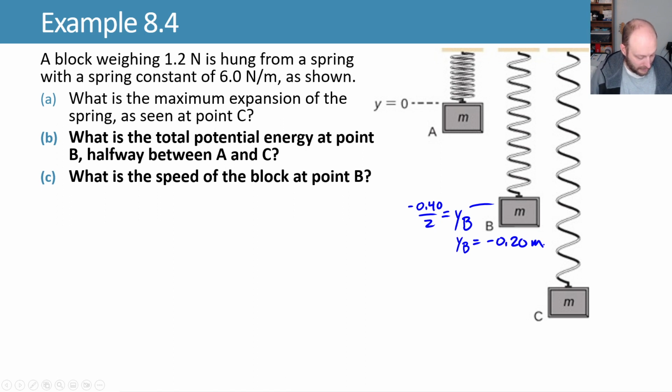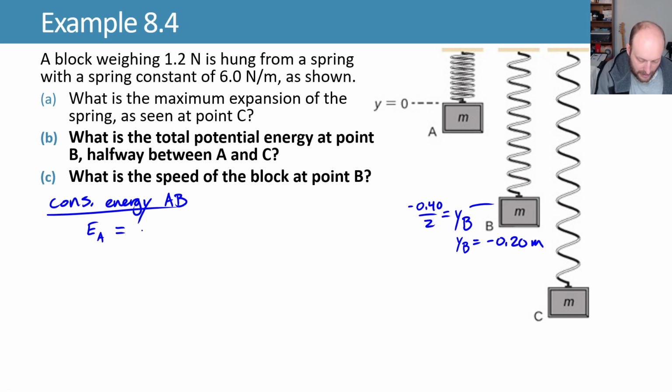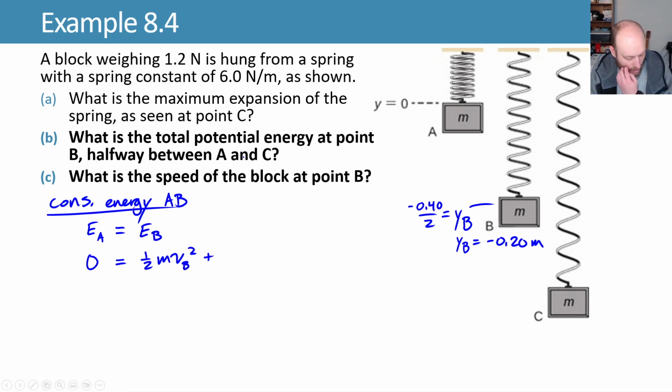Okay, so now we can conserve our energy between A and B, or between C and B. So this will be between A and B, making the same argument that aerodynamic drag doesn't matter. And hopefully this will let us say what's the total potential energy there, and then what's the speed of the block at that point. EA equals EB. EA was 0 from before. EB is 1/2 m vB squared plus our total potential energy here.